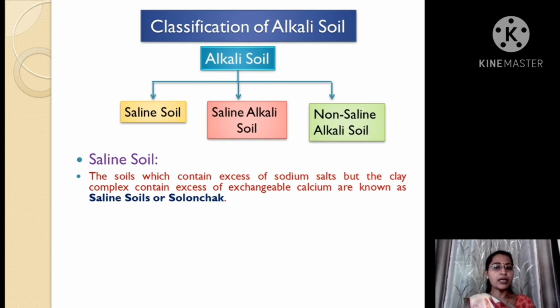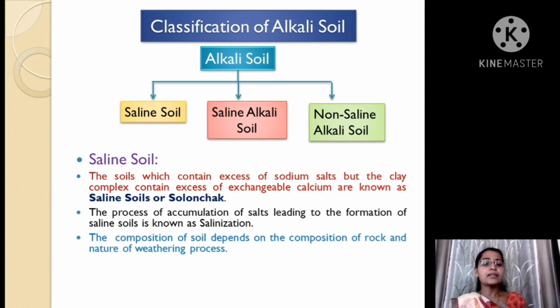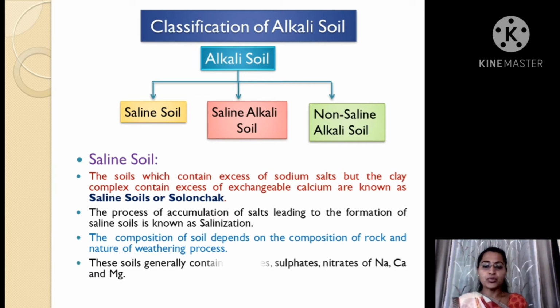The soil which contains excess of sodium salts, but the clay complex contains exchangeable calcium, is known as saline soil, also called Solonchak. The process of accumulation of salts leading to the formation of saline soil is known as salinization. The composition of soil depends on the composition of rock and nature of weathering process.